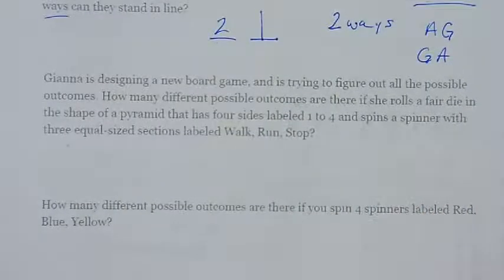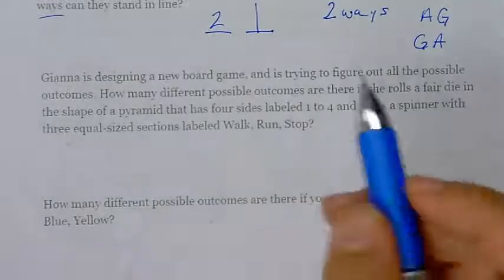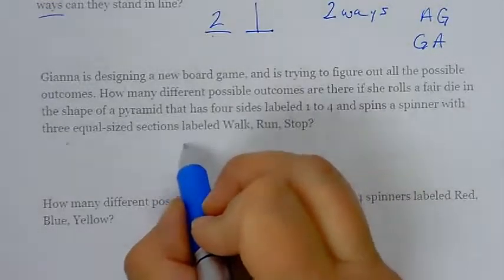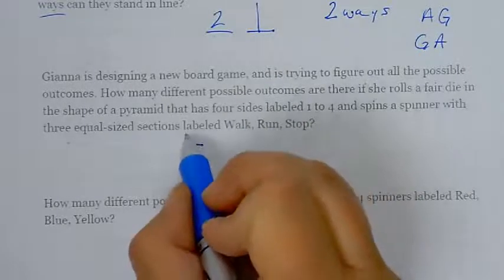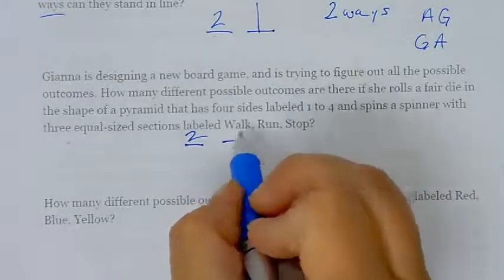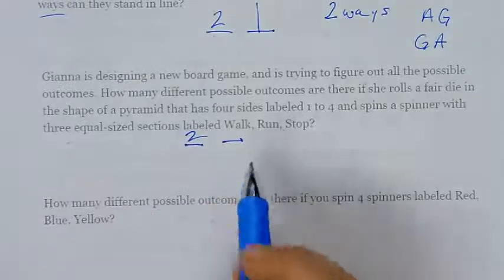Gianna's designing a new board game and is trying to figure out all the possible outcomes. What am I going to do? Multiply. How many possible outcomes are there if he flips a coin and rolls a fair die in the shape of a cube? So he's going to do 2 things. He's going to flip a coin first. And how many ways can you flip a coin? There are 2 ways. It can be heads or tails. Then for the next thing, he's going to spin the spinner that's labeled either walk, run, or stop. So there are 3 ways. Whoops.